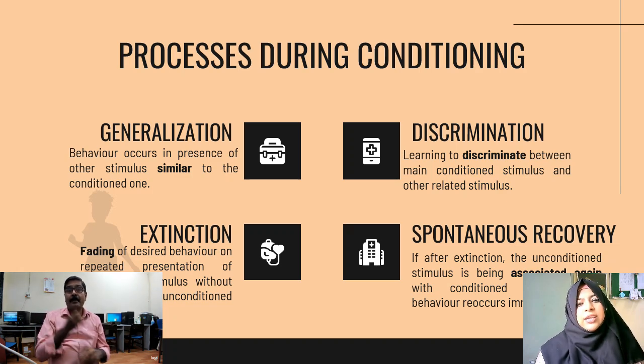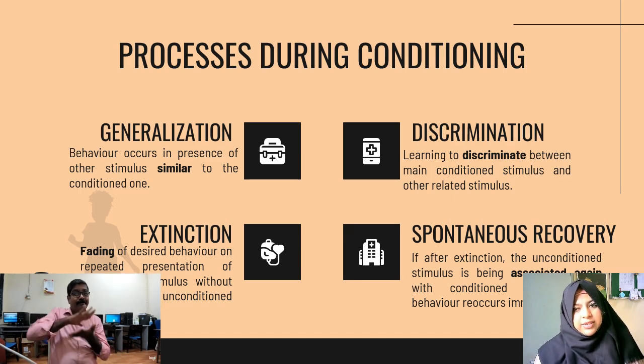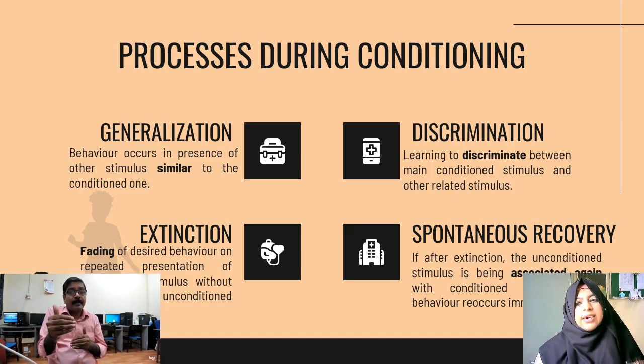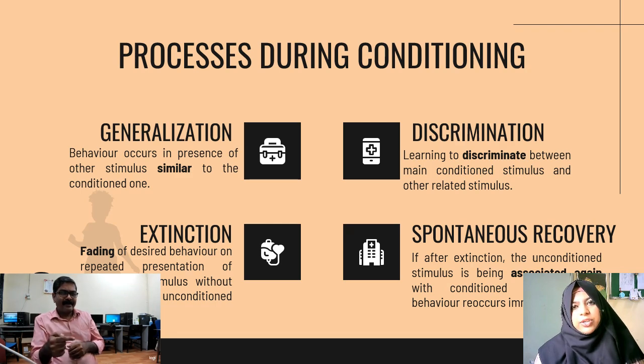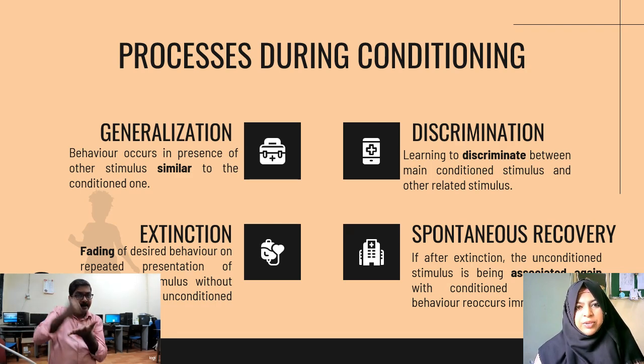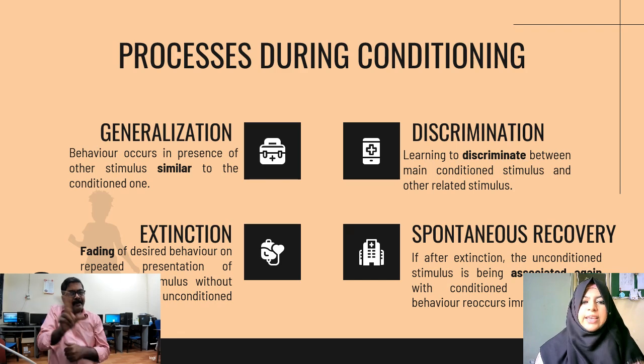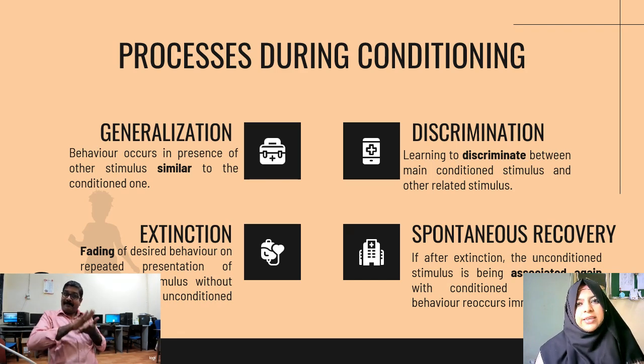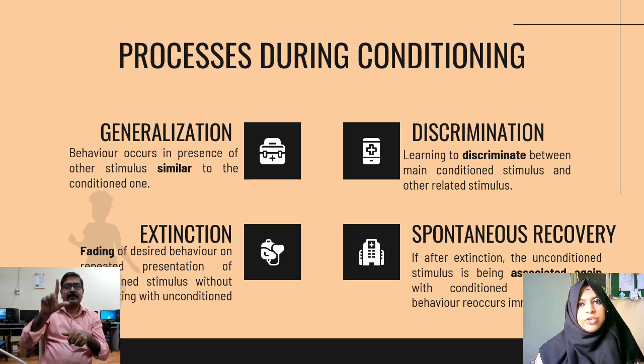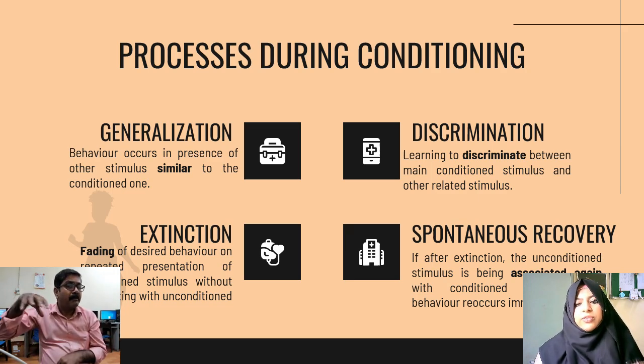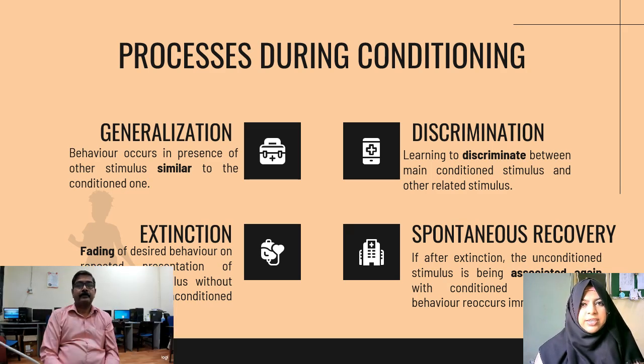Generalization is when behavior occurs in the presence of other stimuli similar to the conditioned ones. Discrimination is learning to discriminate between the main conditioned stimulus and other related stimuli. Extinction is the fading of the desired behavior on repeated presentation of the conditioned stimulus without associating it with the unconditioned one. Spontaneous recovery is when, after extinction, the unconditioned stimulus is associated again with the conditioned stimulus, and the behavior reoccurs immediately.